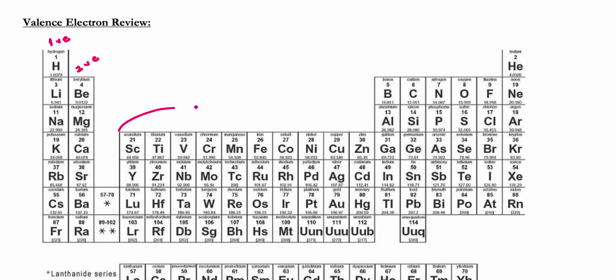Remember, from this group here, for the most part, it's 2 valence electrons, because remember, the d orbital is 1 energy level lower than the s orbital, but we don't tend to use these metals, and I'll explain why in a second. 3 valence electrons, 4 valence electrons, so it just increases as you go across.